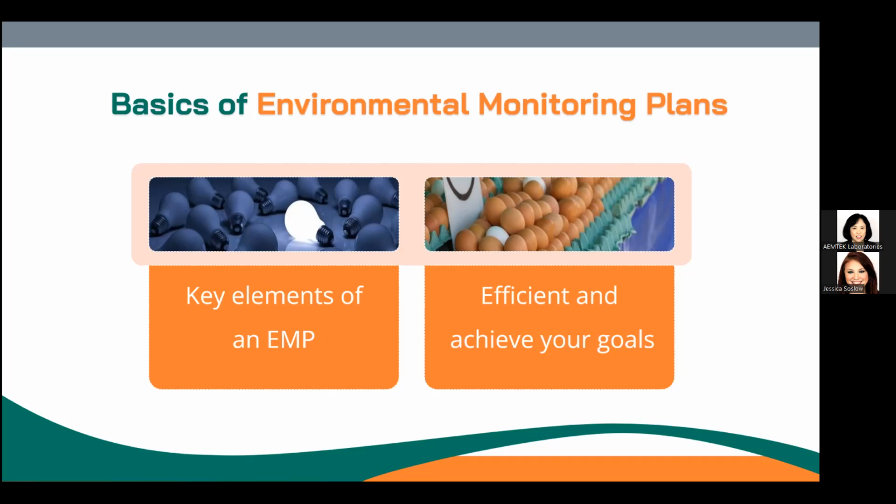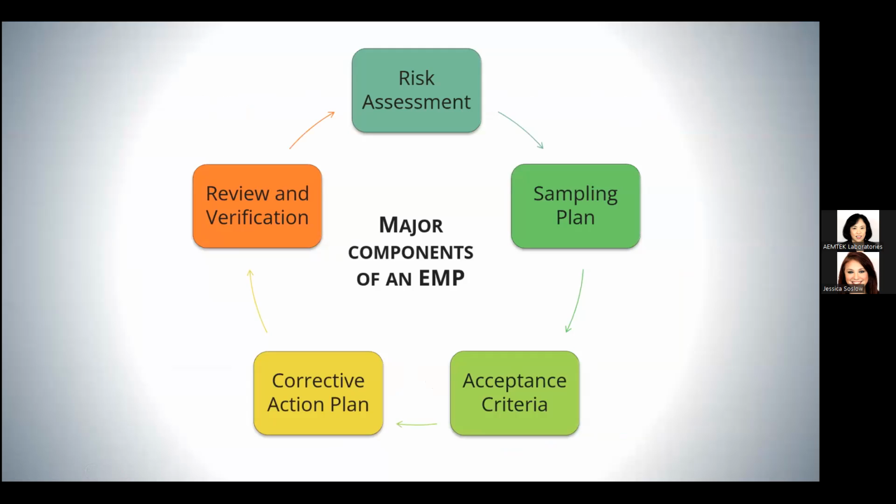We know that a complete environmental monitoring plan should have several components. The first component is the risk assessment and the reasoning for your environmental monitoring plan. Secondly, in the actual sampling plan, you need to define when and where, how often to sample, how many samples to take, and what to test.